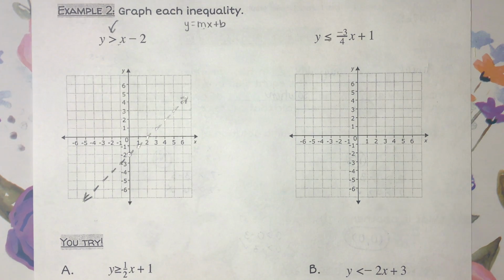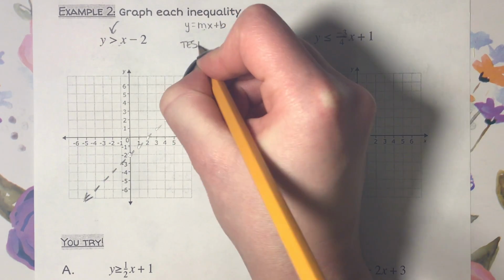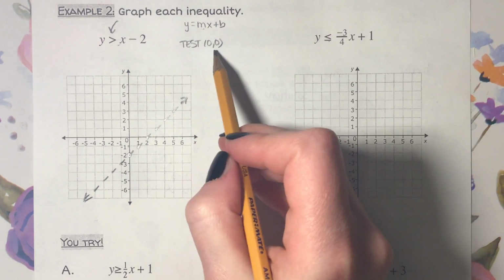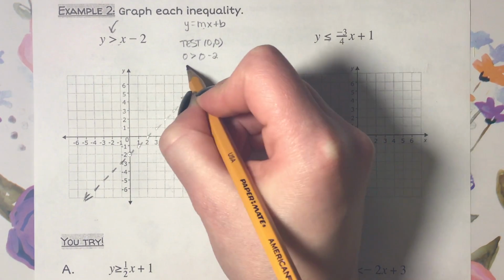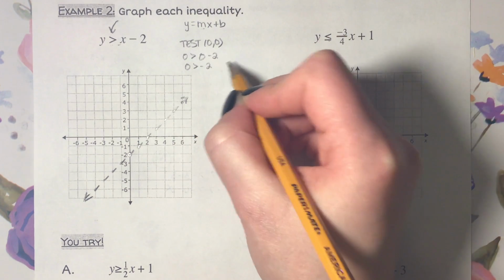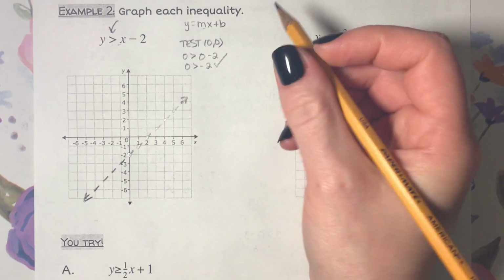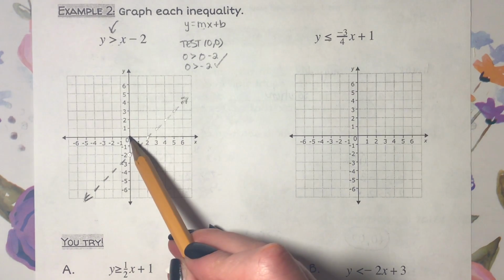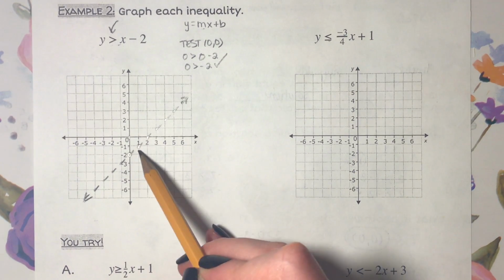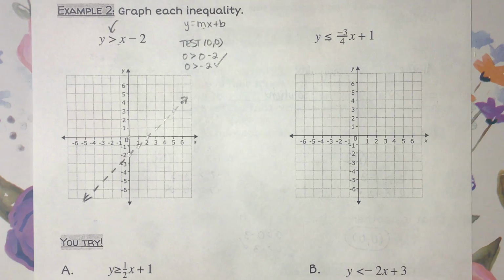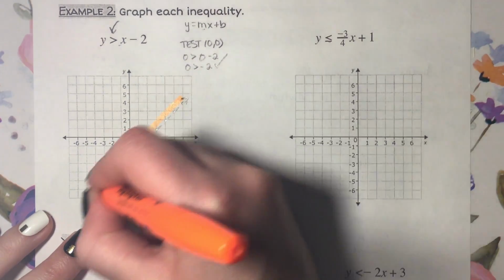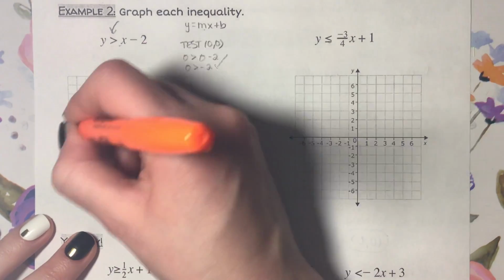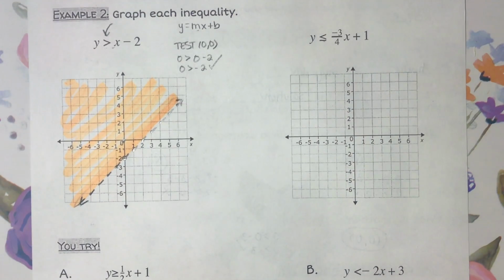Now I need to figure out shading. Well, where am I going to shade? I'm going to test 0, 0. So I'm going to plug those into my equation. Is 0 greater than 0 minus 2? Is 0 greater than negative 2? Yes, it is. So that means this point right here, the origin is a solution. So everything on that side is also going to be a solution. So I'm going to shade that part of the graph.